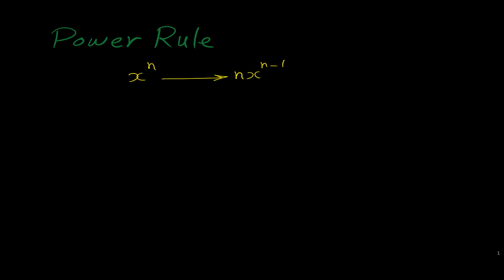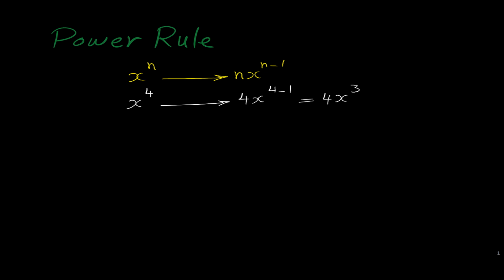For example, derivative of x to the fourth is 4x to the power of 4 minus 1. We bring the power 4 to the front of the term and we subtract the power by 1. We reduce power by 1. So derivative of x to the fourth becomes 4x to the third. Note that 4 minus 1 is 3.